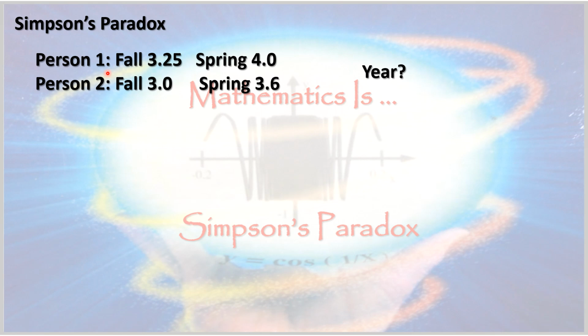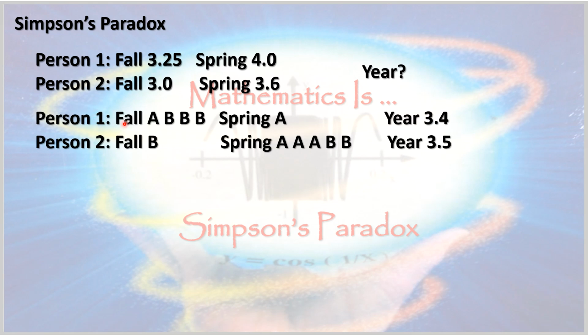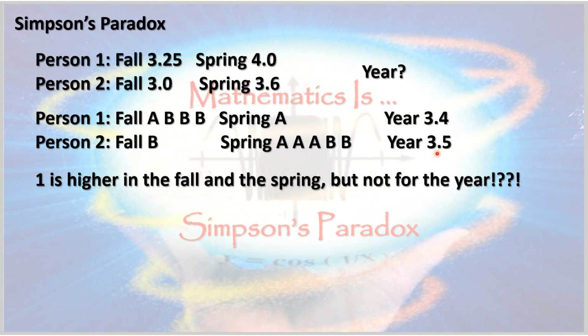Consider the following possibility. Person 1 has an A and 3 Bs in the fall, an A in the spring. Person 2 has a B in the fall, 3 As and 2 Bs in the spring. Those fit the averages I told you, but overall person 1 has a 3.4 and person 2 has a 3.5. It sounds like a paradox. Person 1 has a better average in both semesters, but person 2 has the better average for the year.